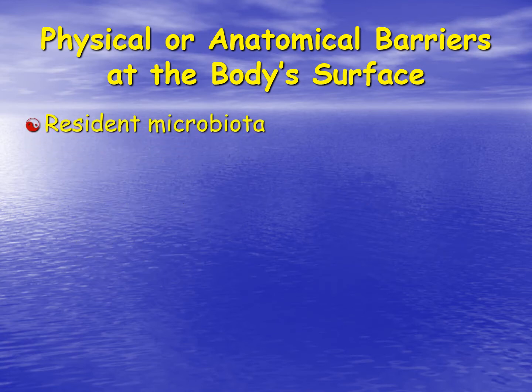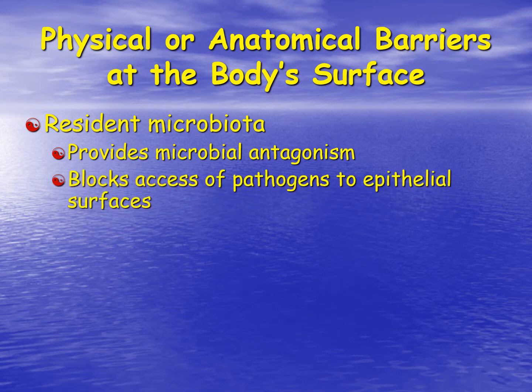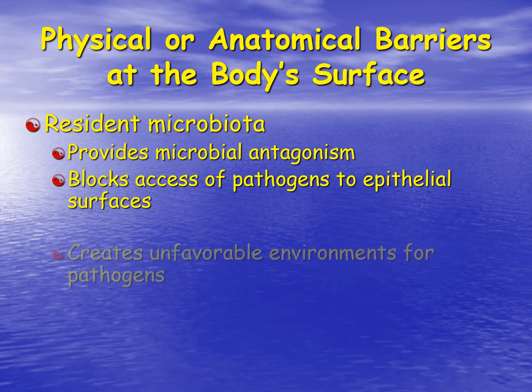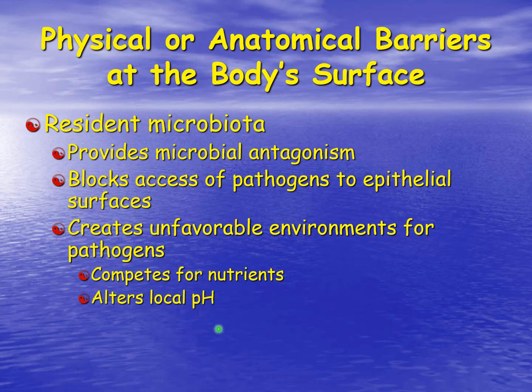And certainly resident microbiota on the surface of the skin provides that microbial antagonism that we talked about previously. They help block access of pathogens to the epithelial surface so they cannot adhere and get established. They can also create unfavorable environments for pathogens by actually creating antimicrobial peptides of their own. So the normal microbiota competes for both nutrients and space with the pathogens that try to move in here. The resident microbiota can also alter the local pH if an attack is underway.